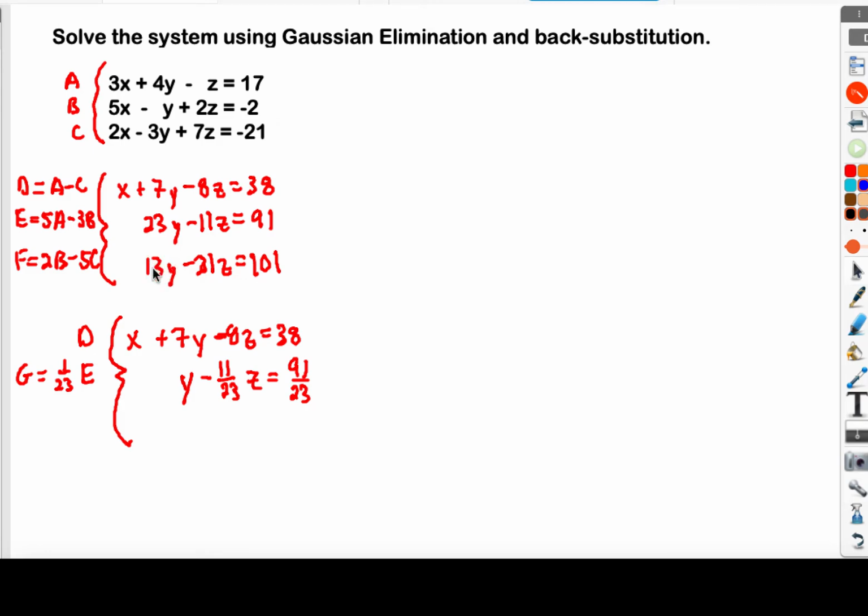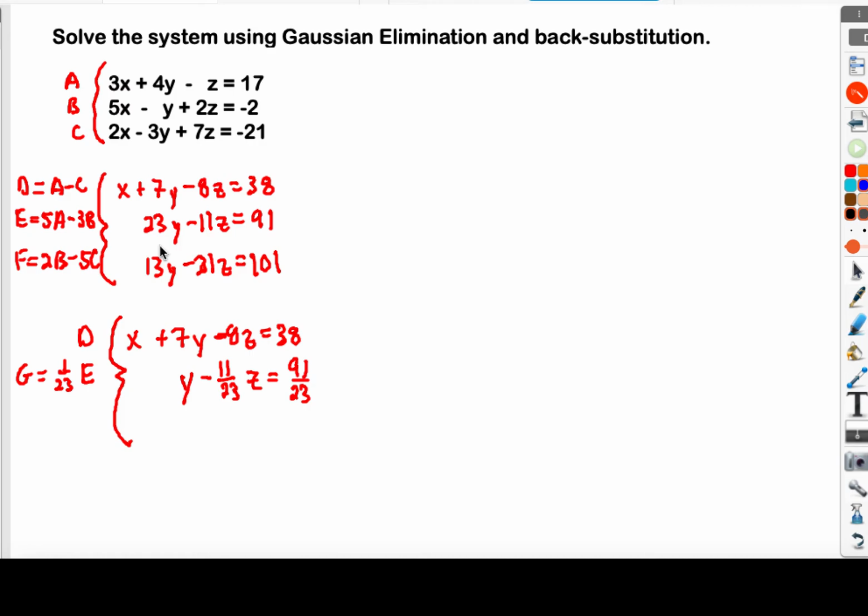Now, here's where it may get a little bit messy, kind of like we did up top. When I had 5 and 2, I just looked for a common multiple. Well, 23 and 13 really don't have a great common multiple. They don't really go into anything together. We're going to have to make them both into, it looks like, 299. So that's really fun there.